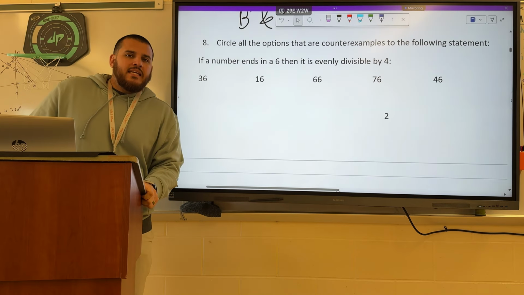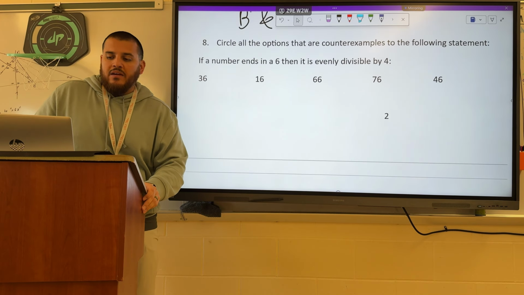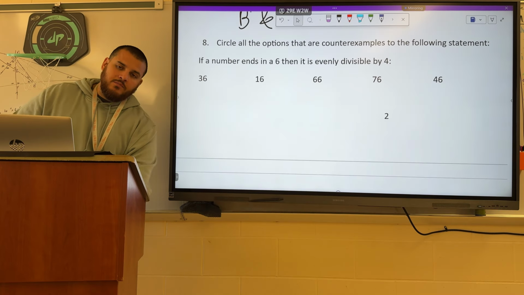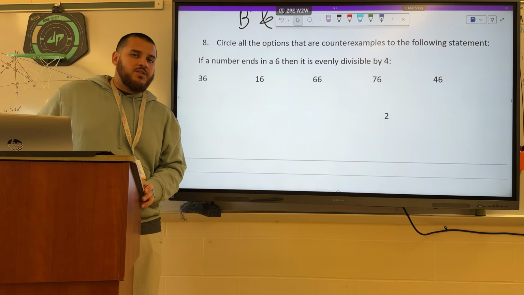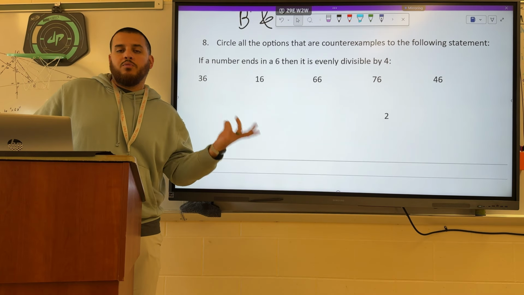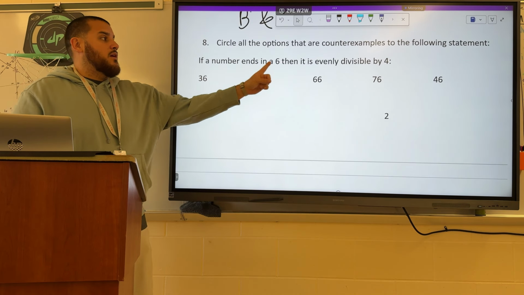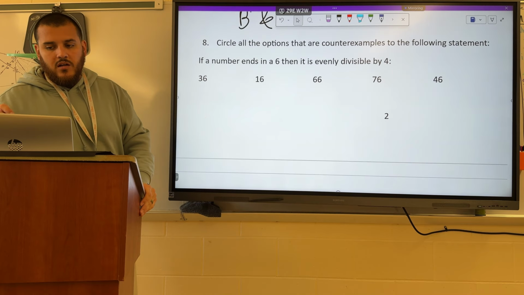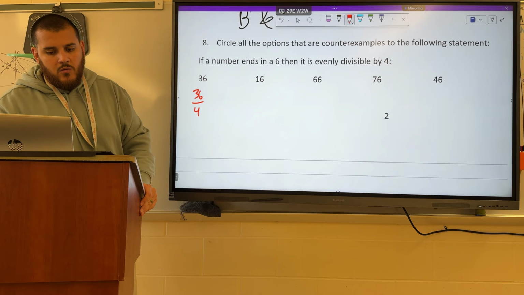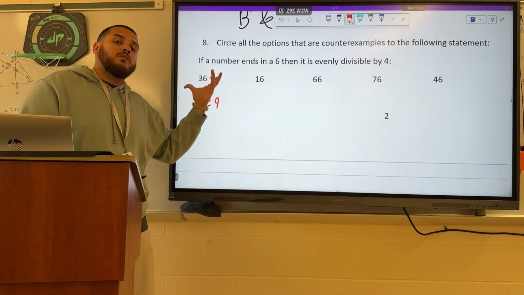In example 8, we are reviewing counterexamples again. We're told if a number ends in a 6, then it is evenly divisible by 4. Remember, a counterexample is something that proves a statement is false. And so we're going to evaluate the 5 options that we have and circle the ones that would prove this conjecture is not true. So any number ending in 6 is divisible by 4. 36 ends in 6, and you can divide that by 4. 36 divided by 4 equals 9. That does support the conjecture, right?